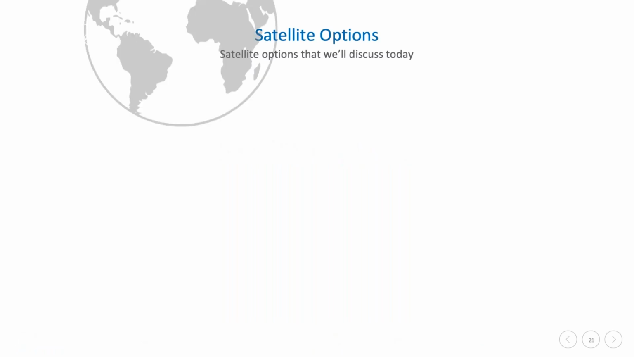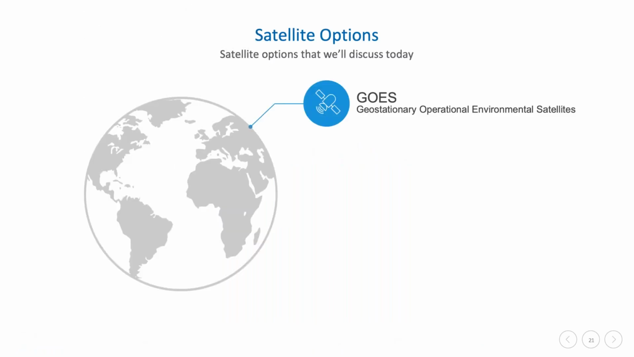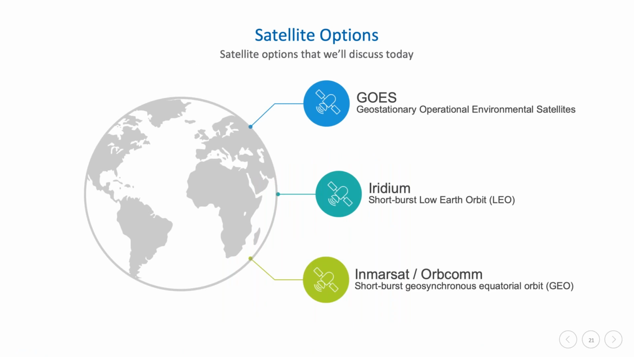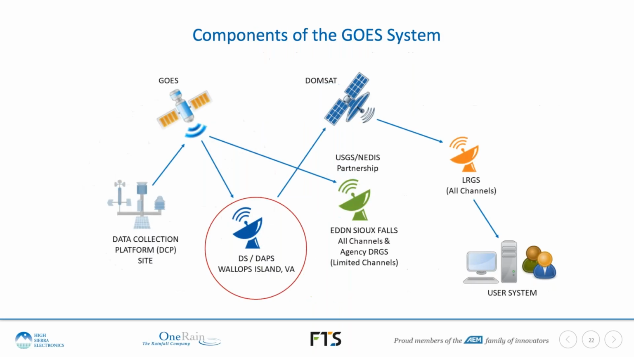Thanks, James. The three different satellite options we're going to talk about are first GOES, and then Iridium, as well as Inmarsat, otherwise known in some cases as Orbcomm. First, we're going to talk about GOES.